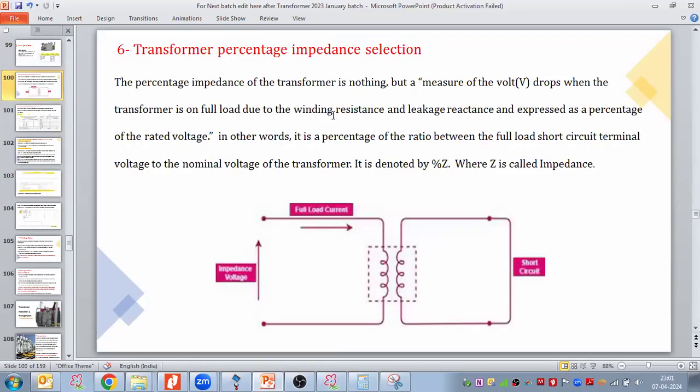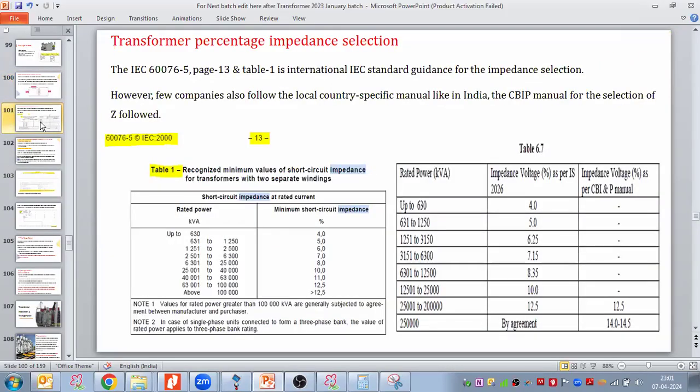What is meant by percentage impedance? The percentage impedance of the transformer is nothing but a measure of the voltage drop when the transformer is on full load due to the winding resistance and leakage reactance, expressed as a percentage of the rated voltage. In other words, it is the percentage of the ratio between the full load short circuit terminal voltage and the nominal voltage of the transformer, denoted by %Z, where Z is called the impedance. This is a basic definition of the transformer.